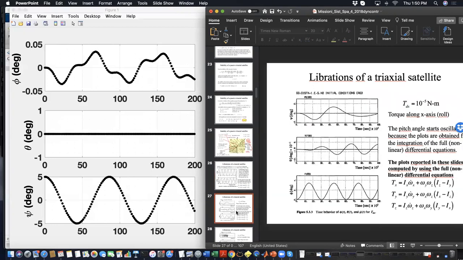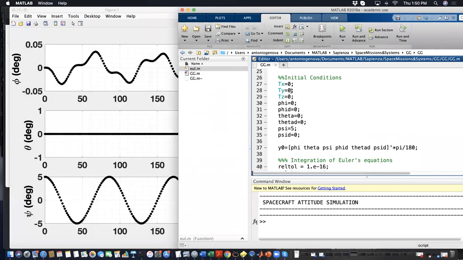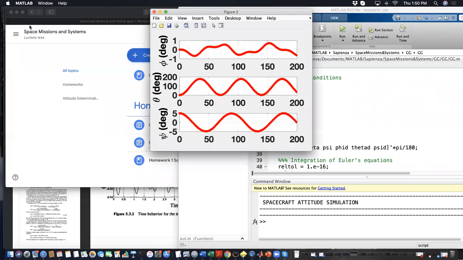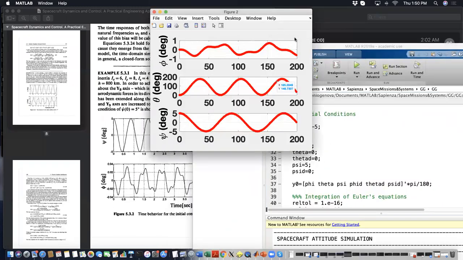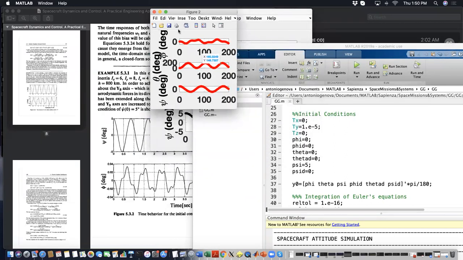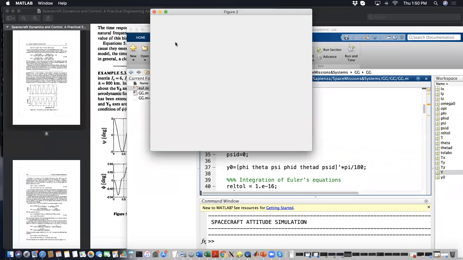So now let's try to include a perturbation, for example. Let's assume to have a perturbation in the y direction, let's say 10 to the minus 5. This is a Newton per meter. Okay, so what you're going to see, probably I chose a value that is too large. Let me choose a smaller value, let's say 10 to the minus 7.